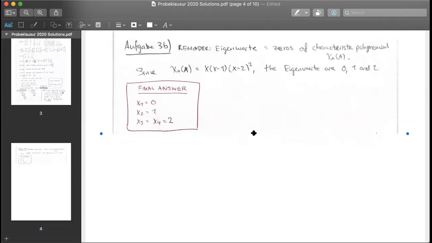Next part C, is where they ask for the eigenvectors, right? So now we found the lambdas. Here they're written as x, but they're essentially the eigenvalues, the scaling factor of the eigenvectors. Now we have to find the eigenvectors that belong to those eigenvalues.